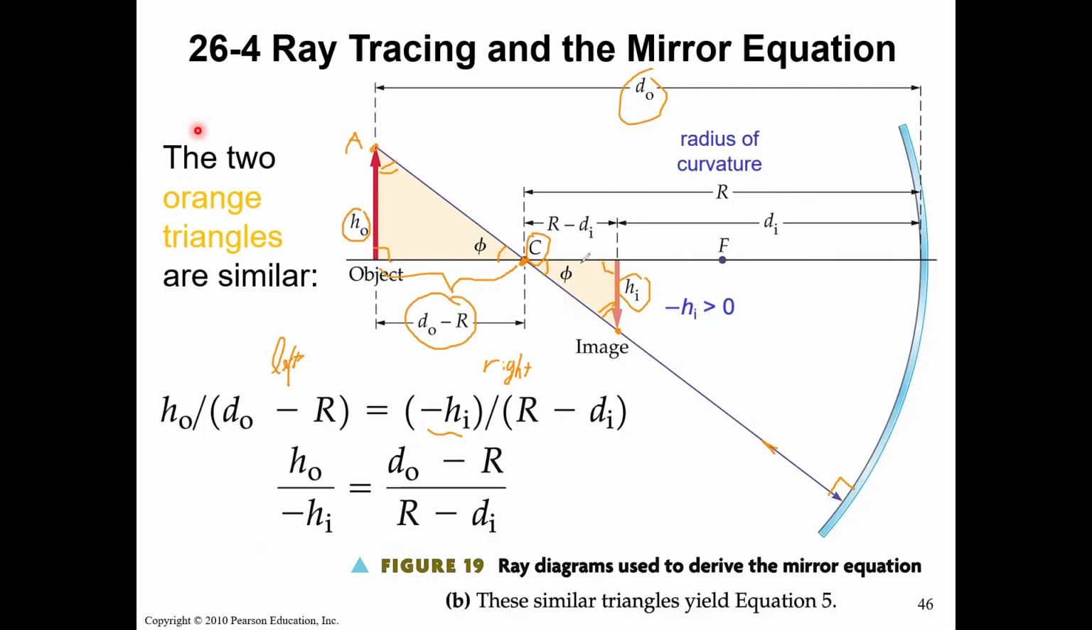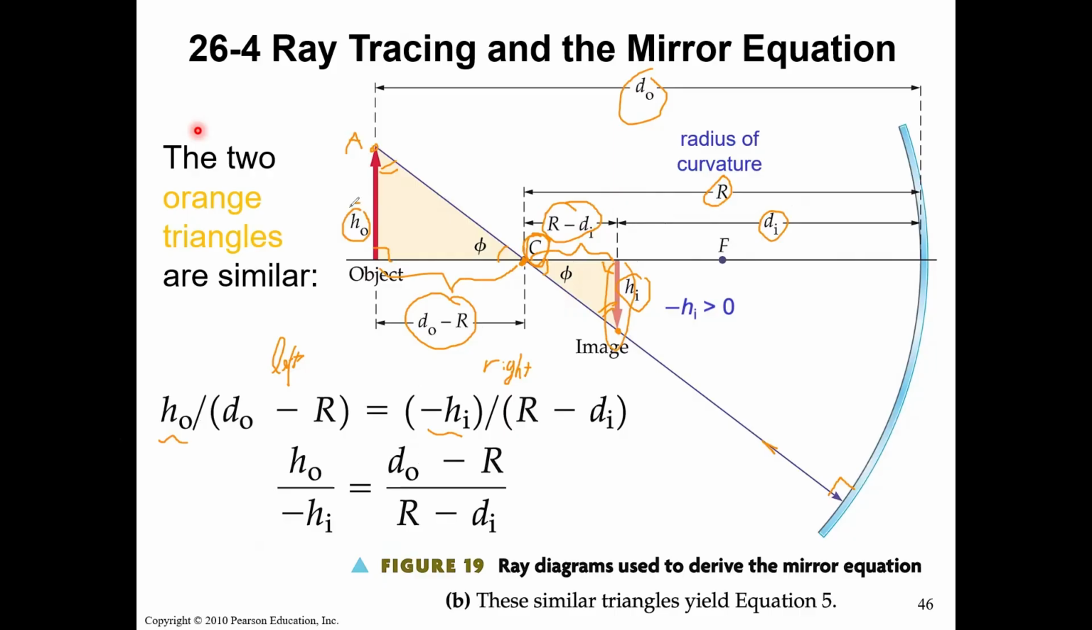Okay, and the corresponding side on the similar triangle is this side. So how do we figure out this side? The distance between the center of curvature and the mirror is R, and the distance between this image and the mirror is DI. So the size of this side is R minus DI. So we can set up this kind of equation for those two orange similar triangles.